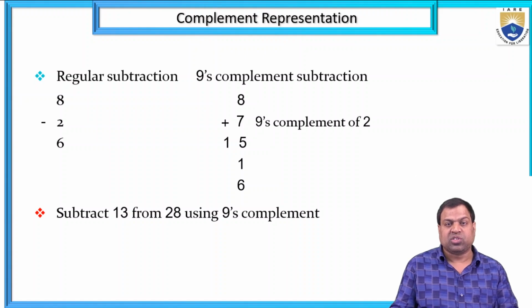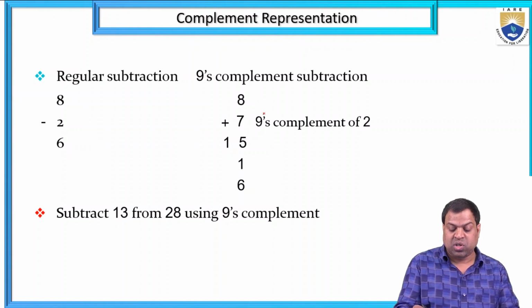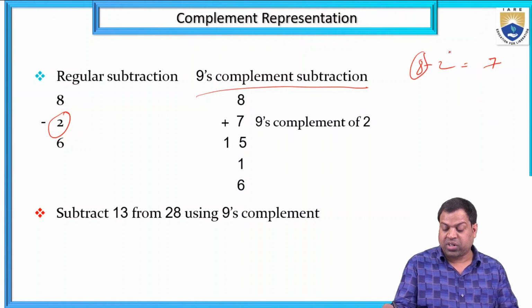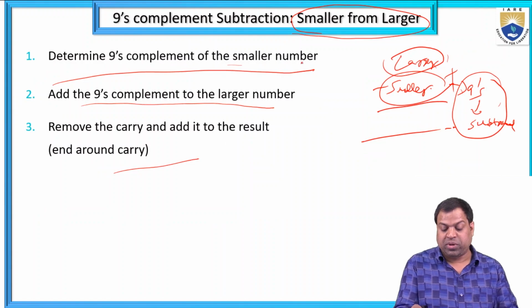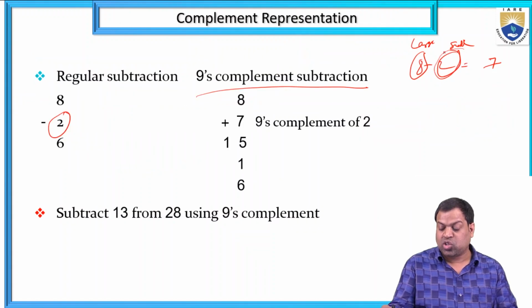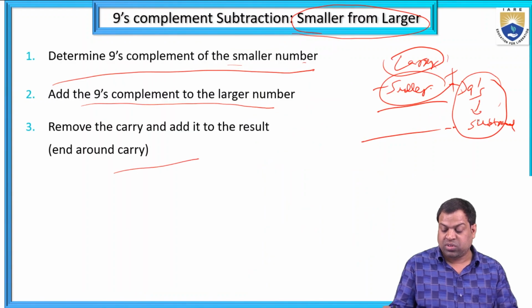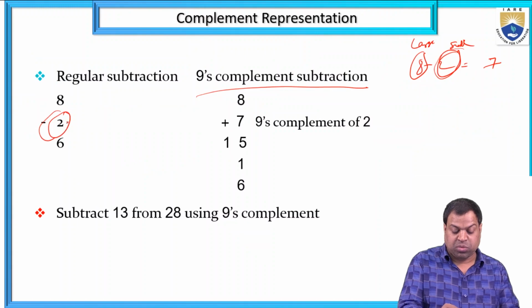Example 1. Regular subtraction, 8 minus 2. How much? 6. But here we use 9's complement of 2. Here, what is the minuend and what is the subtrahend? It is a larger number and it is a smaller number. So what is our rule? Determine the 9's complement of the smaller number. What is the 9's complement of 2? In the table, we know that it is 7. Why? Because 9 minus 2 is 7.